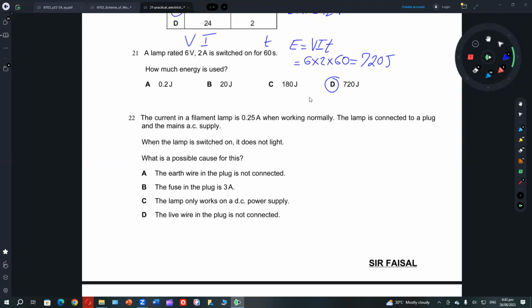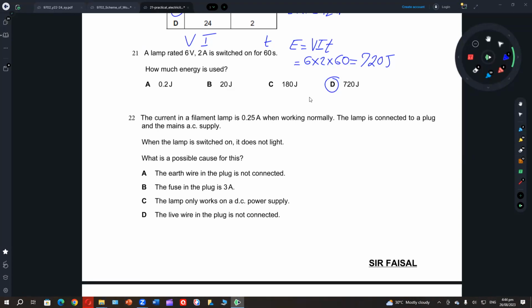The current in a filament lamp is 0.25 ampere when working normally. The lamp is connected to a plug and the mains AC supply. When the lamp is switched on, it does not light. What is the possible cause for this? Now we have a lamp and the lamp is connected to a plug. The earth wire in the plug is not connected. Earth wire has nothing to do with the starting and switching off. So if earth wire is not connected, it doesn't matter.